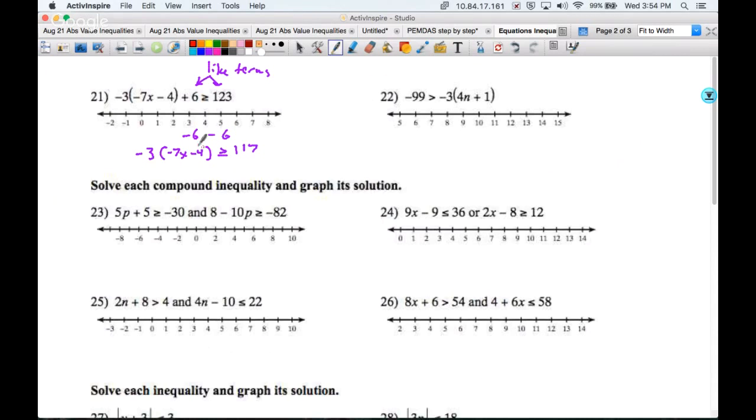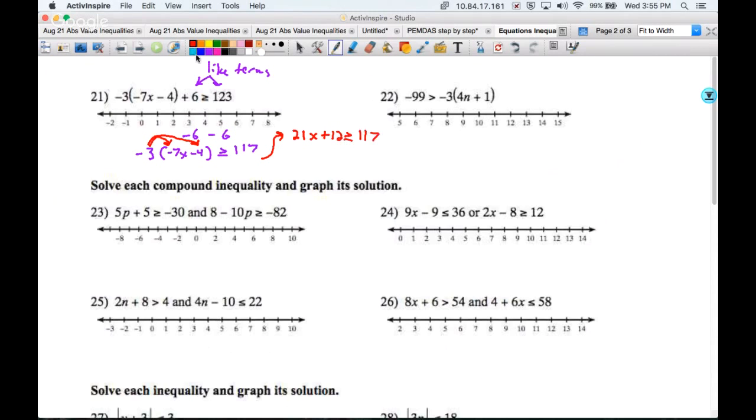Now, if people ask me if they should distribute this -3 versus divide it away, it's going to be the same either way. I notice that I've got another negative inside, so I'm going to go ahead and distribute this here so that I get positives. But the other way is fine as well, to just divide both sides by -3, but I'm going to distribute. And that's going to give me the equation 21x + 12 is greater than or equal to 117.